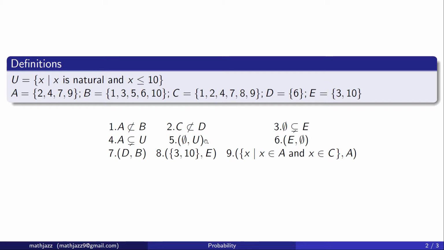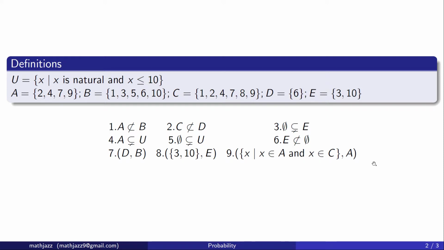Number 5, the empty set and U. For the same reason that the empty set is a subset of E, the empty set is a subset of U. And it is proper because there are elements in U that are not in the empty set, namely all of the elements of U, because the empty set has no elements. 6. Is E a subset of the empty set? The answer is no. E is not a subset of the empty set, because the empty set has no elements, and E has 2 elements, namely 3 and 10, so E is not a subset of the empty set.